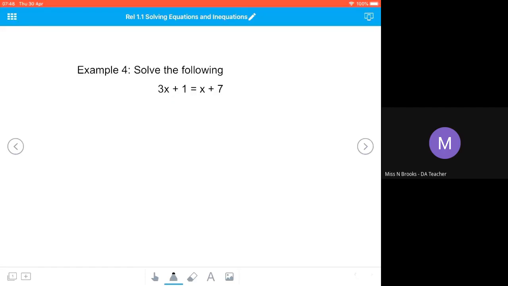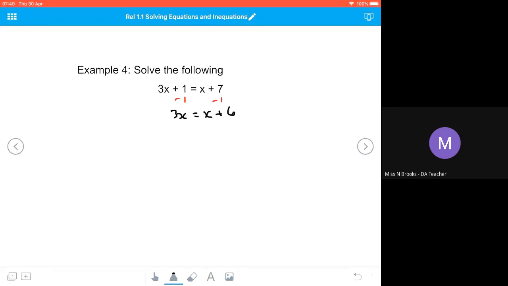Our final example, you can see we've got variables on both sides and constant terms on both sides. So we're asked to solve 3x plus 1 equals x plus 7. The first thing we want to do is gather or collect our constant terms on the right-hand side. So we want to do the inverse of add 1. We're going to take away 1 from both sides, and that gives us 3x equals x plus 6.